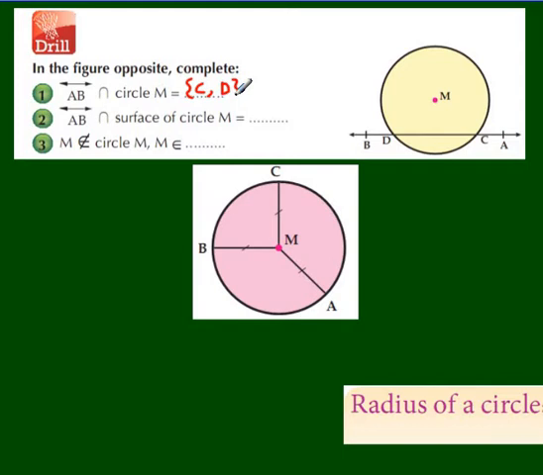Okay. Number 2, straight line AB intersect surface of circle M. Surface of circle M, yes. This part, this is line segment CD.